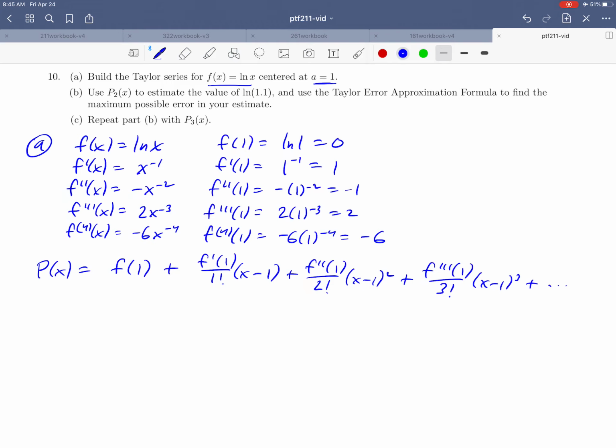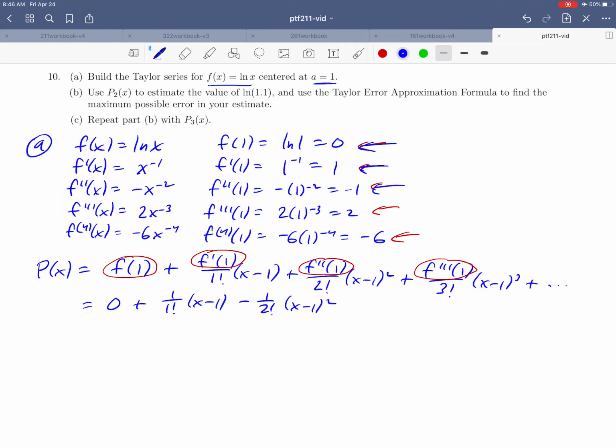And to finish this, all we really need to do is to find numbers for all of these derivatives, and notice that those are exactly the numbers that you calculated up here. So we're going to be substituting those into our formula one at a time and just see what we get. So starting with f of 1, that's 0. And we come to f prime of 1, which is 1. Okay, and then f double prime of 1 is negative 1. Okay, third derivative is 2. Okay, and so on.